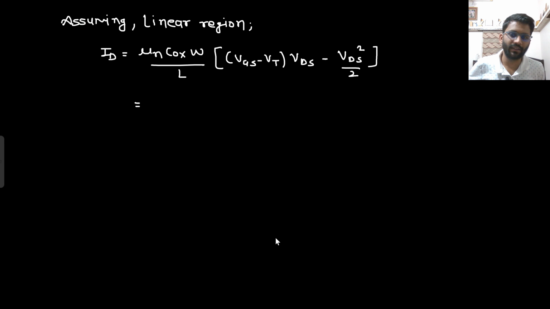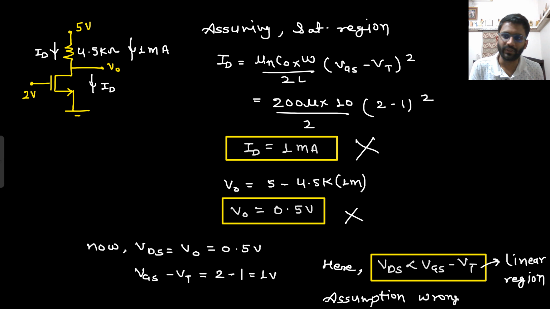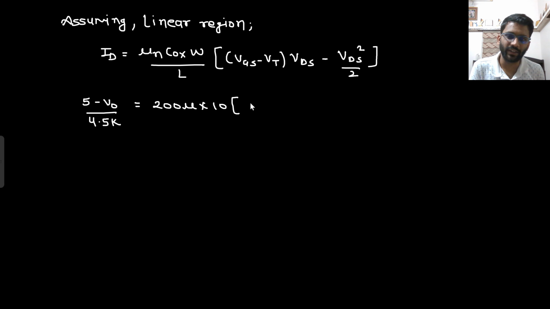Simple network analysis here, right? So (5 minus V naught) divided by 4.5K. I will certainly write K here. Why so? Because of the units, things will go wrong with the units, so K has to be written. Here I am writing mu n Cox, then I will certainly write 200 micro into 10. What is VGS minus VT? That is 1 only, because VGS is 2, VT is 1. That is 1 only, into VDS, which is V naught, minus V naught square by 2.